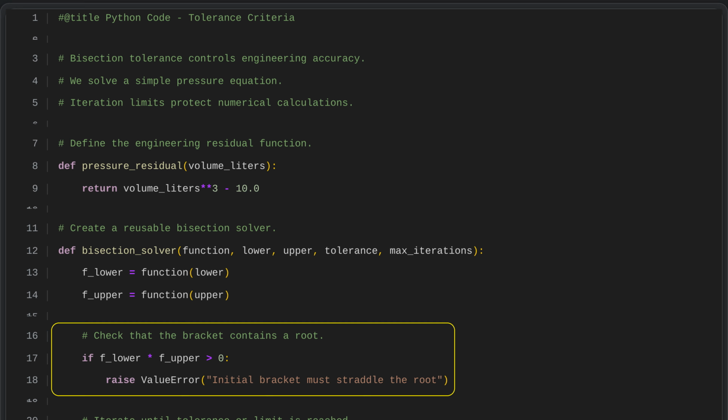The code first checks whether the starting interval actually brackets a root. It evaluates the function at both endpoints, and if the results have the same sign, the function may not cross 0 within that interval. In that case, it raises an error and requires the interval to be adjusted so one endpoint is positive and the other is negative.